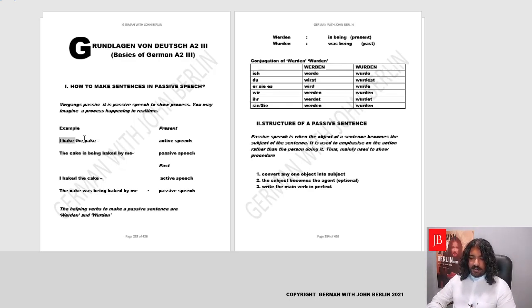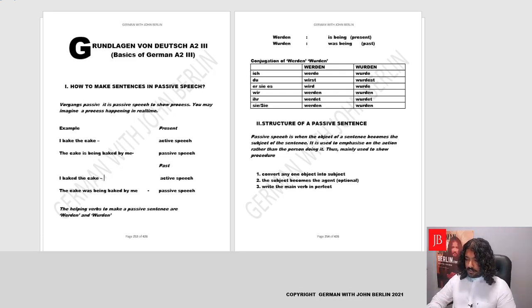Earlier in the active sentence, I said I baked the cake. Now I changed it into by me. So by me is the agent. That's what I mean: the subject becomes the agent. Then write the main verb in perfect, and the main verb bake has been written in perfect, baked. So all three points could be seen here. We converted the object, the cake, into the subject. We changed the subject of the active speech into the agent in the passive speech, and we changed the main verb bake into perfect, baked.